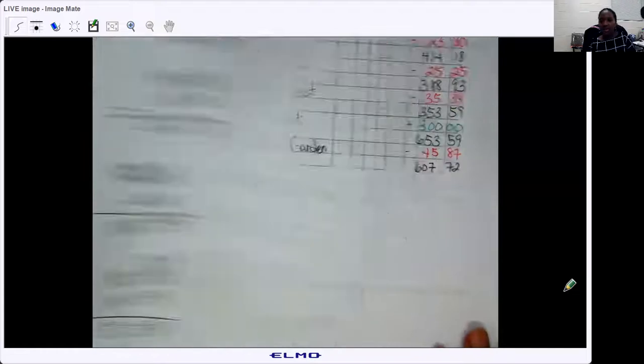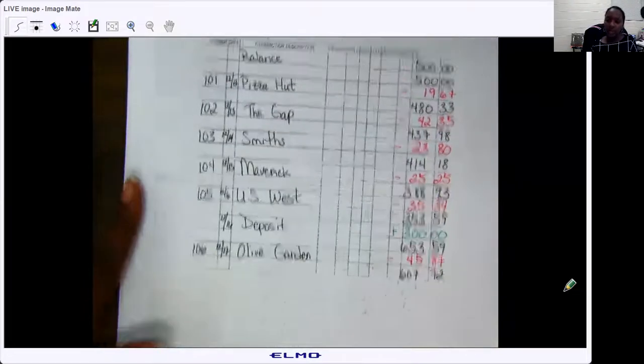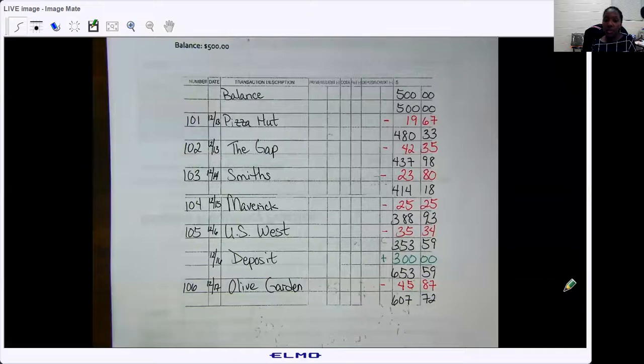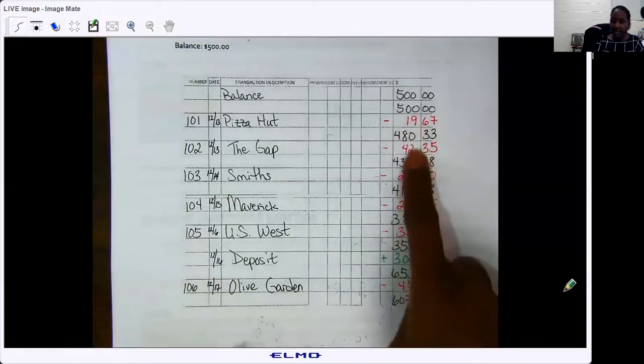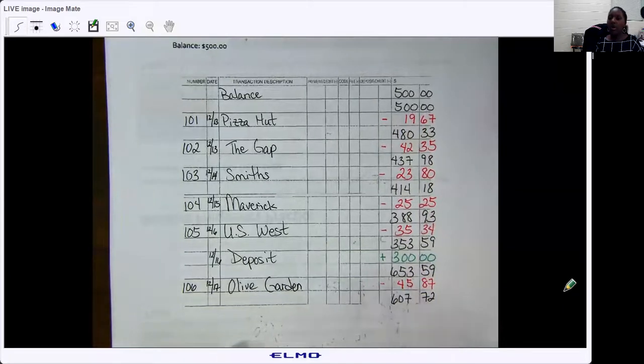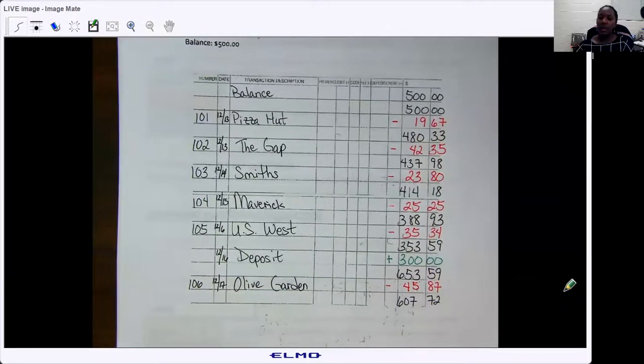$607.72. All right, so we have run out of space on our check register, but I'm hoping you get the gist of what you need to do here. You have to keep track of your spending and what you're depositing in your account, so that way you know how much money you have to either purchase something or if you need to save.